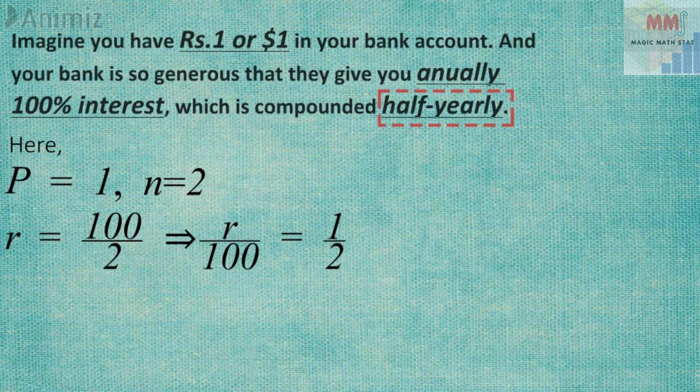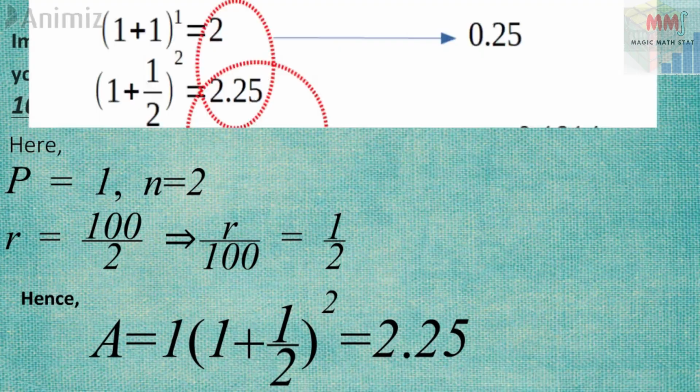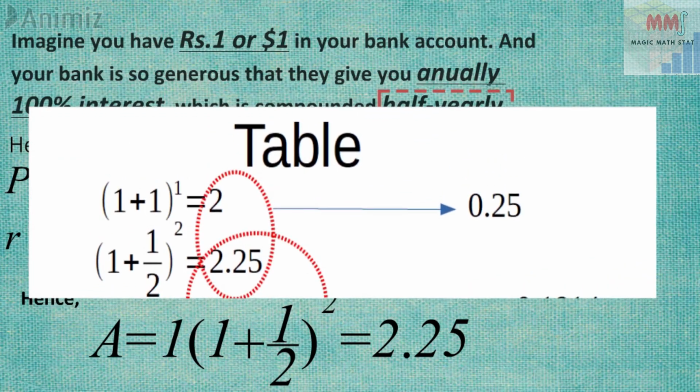So putting that into the formula, we get the amount after 1 year, which is A equals 1 multiplied by (1 plus half) whole squared, and that gives us 2.25. So the total amount actually increased. Well, let's modify this story a little more.